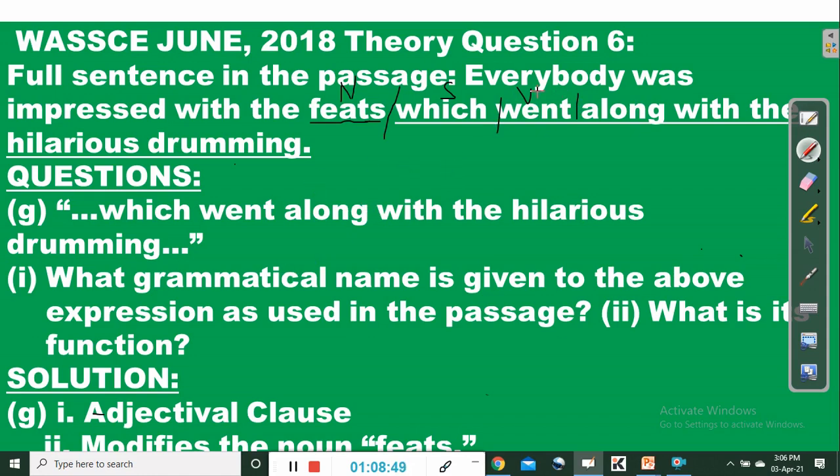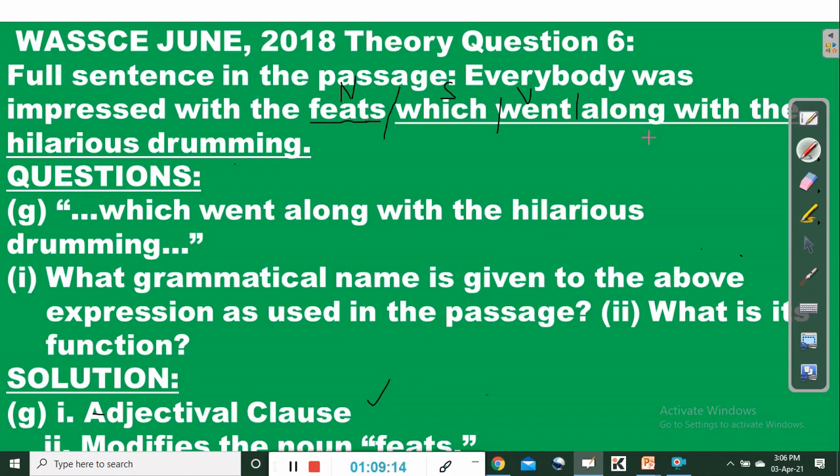Now, having identified the grammatical name, in our solution we come to the question alphabet, which is G. Then we write G here. Then the specific question is I, and then we simply write adjectival clause. All right? That gives us a clear good here.